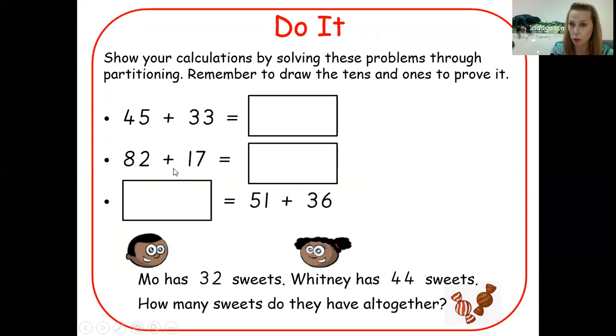So you're finding the total still. So remember, when the equals is here, it's just saying that this side is equal to this side. So it's the same as this side. So if you work out what this is, that will tell you what your first number is, okay?